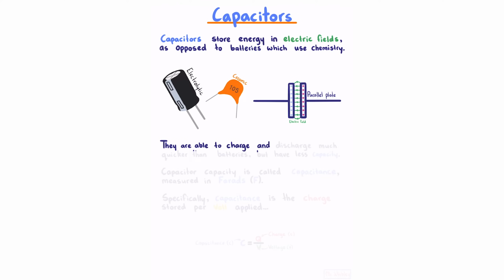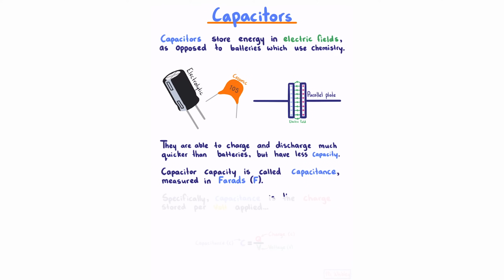Capacitors are able to charge and discharge much quicker than batteries, but have less capacity. Capacitor capacity is called capacitance, measured in farads. Specifically, capacitance is the charge stored per volt applied. As an equation, the capacitance is the charge divided by the voltage.